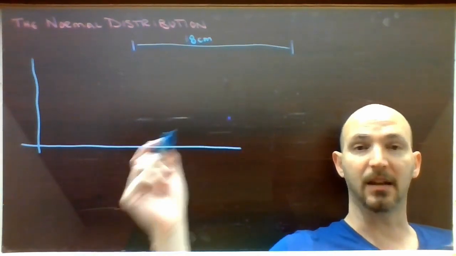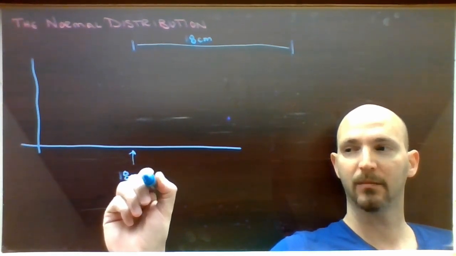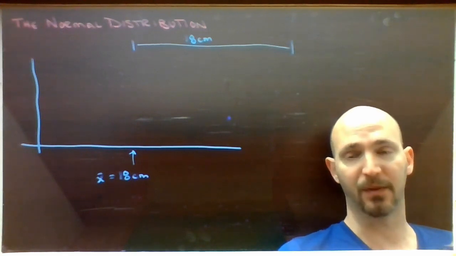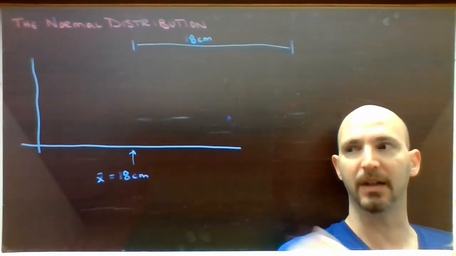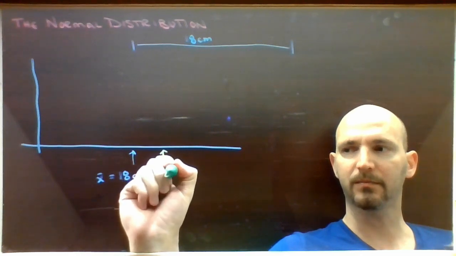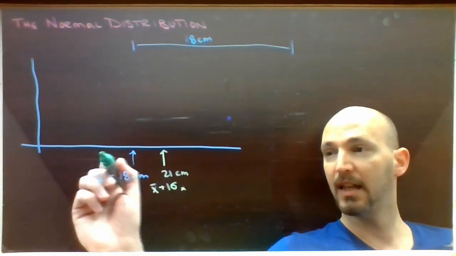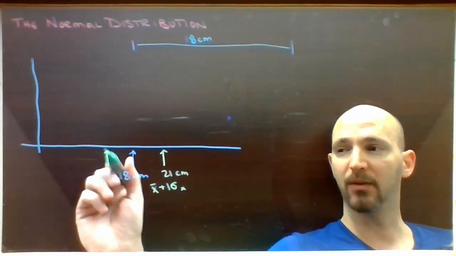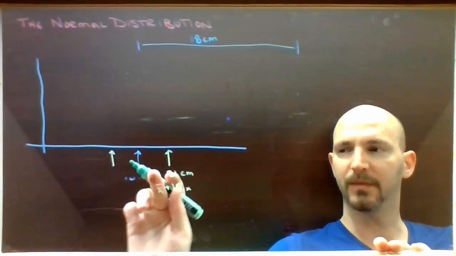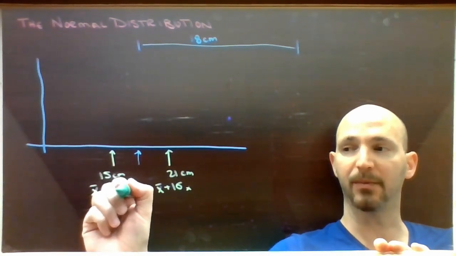So let's suppose that I'm a little bit average, that's the average, 18 centimeters. And suppose we allowed there to be a standard deviation of 3 centimeters, so that the average was 18 plus or minus 3. So if I went up 3, I would be at 21 centimeters. That's the average plus 1 standard deviation. If I went down 1, I would be at 15 centimeters. Let me fix that here so it's a little tidier. That's the average minus 1 standard deviation.